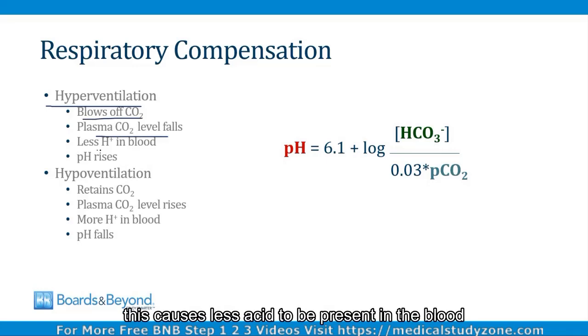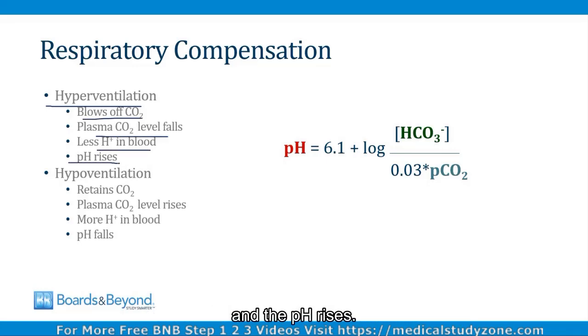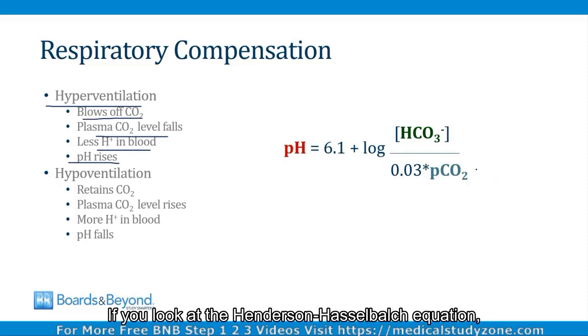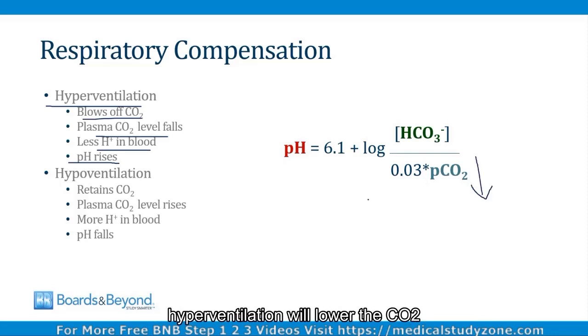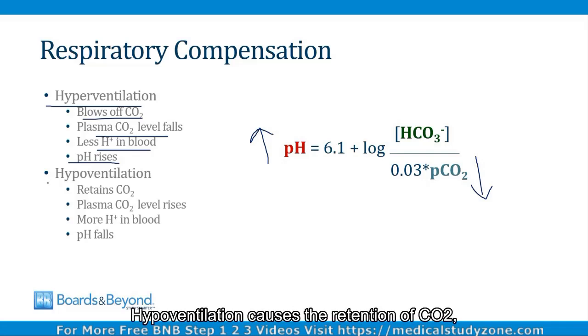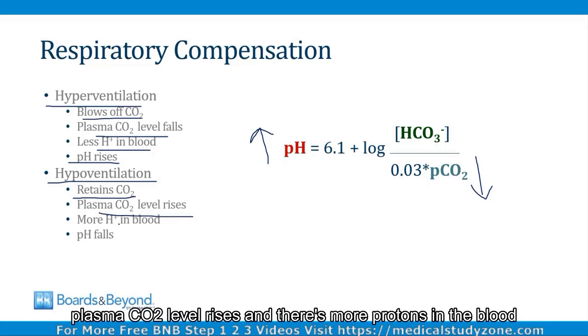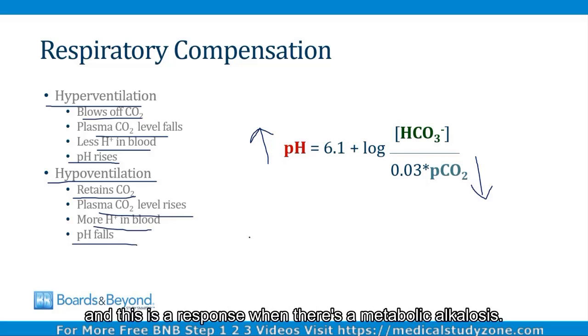This causes less acid to be present in the blood and the pH rises. If you look at the Henderson-Hasselbalch equation, hyperventilation will lower the CO2. That is going to tend to raise the pH, and therefore that's a response when the body is in an acidotic state. Hypoventilation causes the retention of CO2. Plasma CO2 level rises and there's more protons in the blood, and this will lead to the pH falling. And this is a response when there's a metabolic alkalosis.